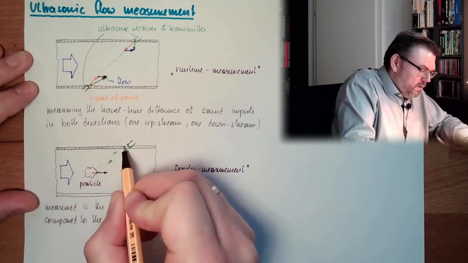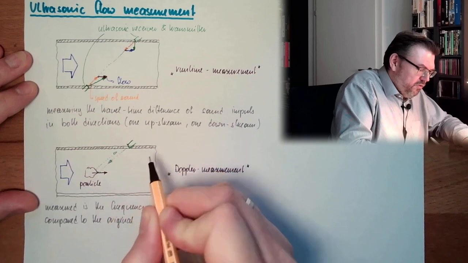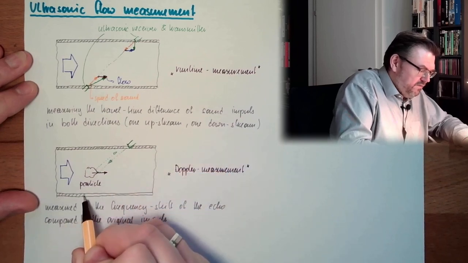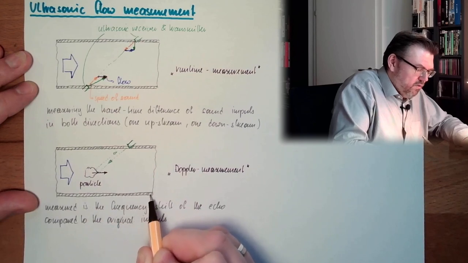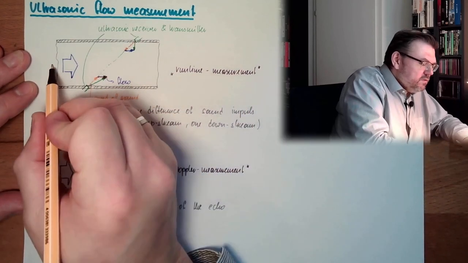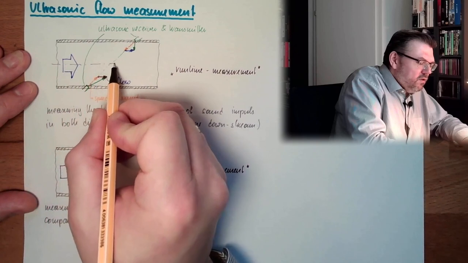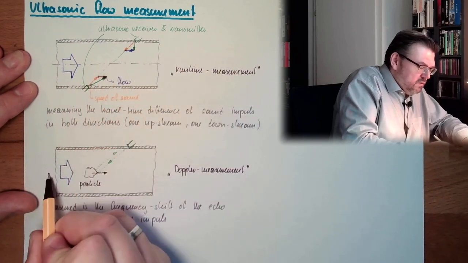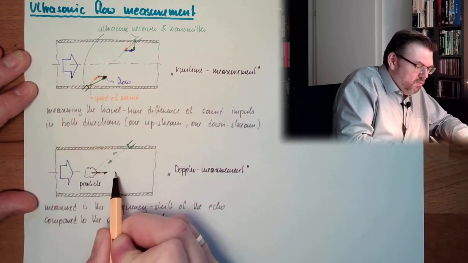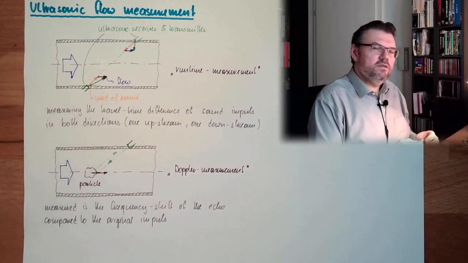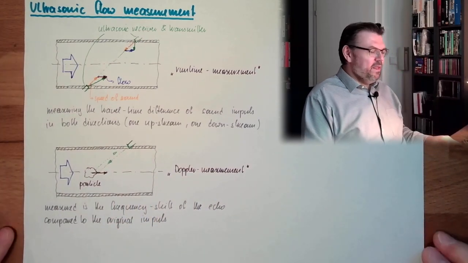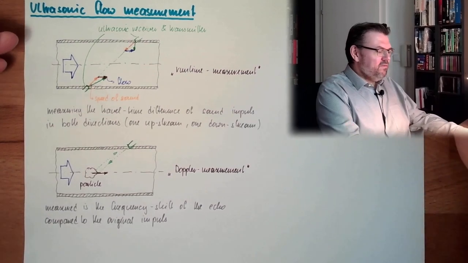However, here we really need some dirt inside, something inside. If this is a very, very clear medium, I cannot use Doppler at all. So the majority of those are usually those runtime measurements. All right. Now I'm almost done with my sketch. Good, I'm satisfied. So those are the possibilities of ultrasonic flow measurement.